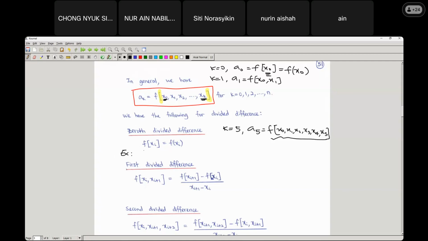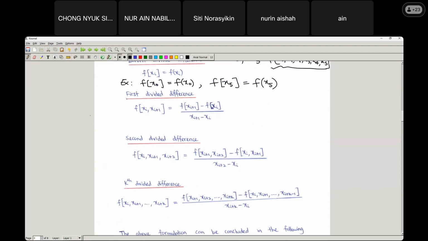Example, okay, we have f[x0]. So this is equivalent to f(x0). The square bracket can become the round bracket. Okay, so this is called the zero divided difference. Another example I can give you, if I have f[x5], this is equivalent to f(x5), the square bracket is equivalent to the round bracket. Okay. Now, the first divided difference.